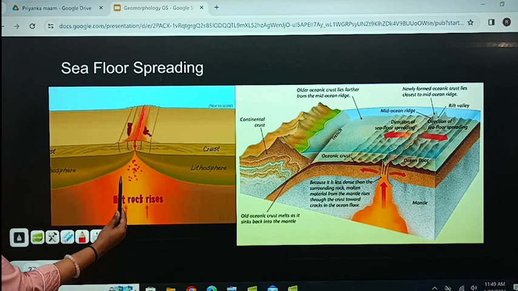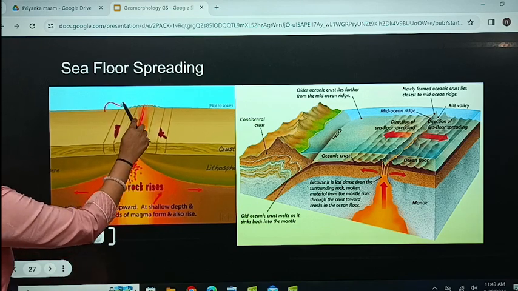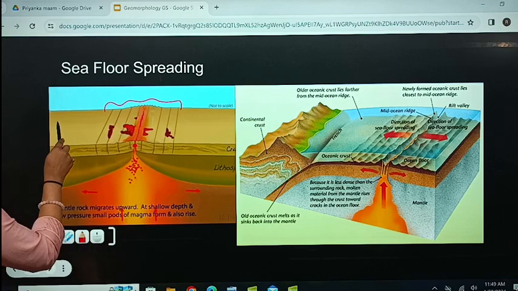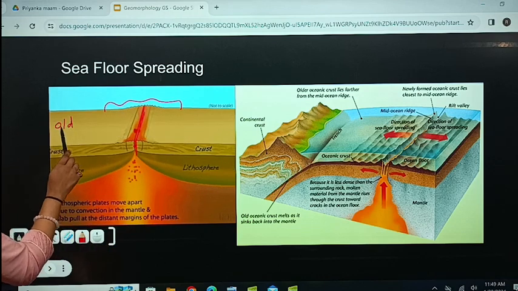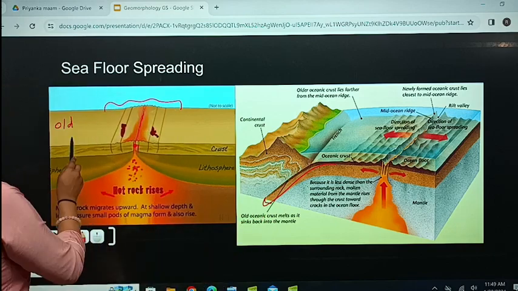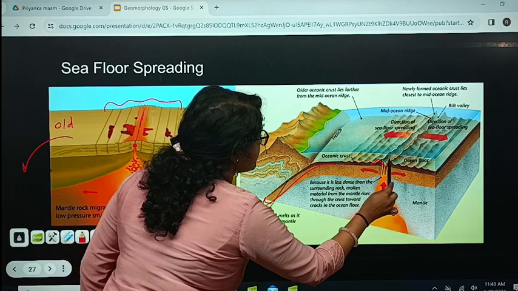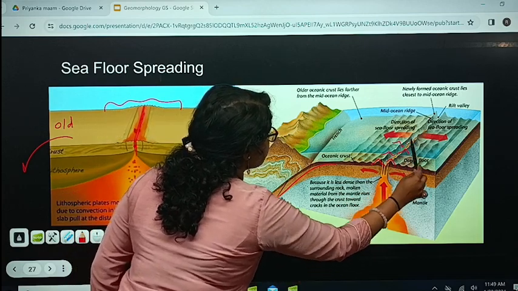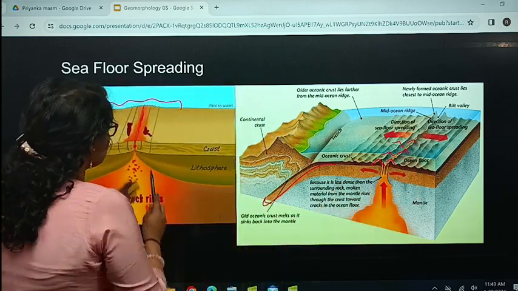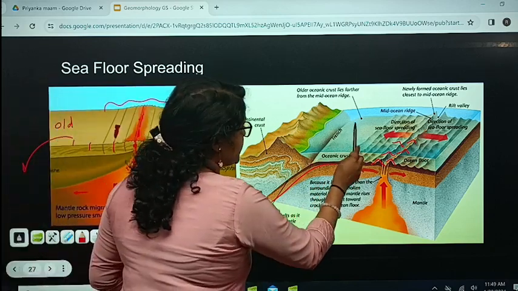So this is a rise of magma as lava and a new floor. This is a new crust which is created. This is the old crust. This old crust subducts at these points, subducts at some other points. So this is the rise, and a symmetrical chain of mountains is created. So this way sea floor spreading takes place.